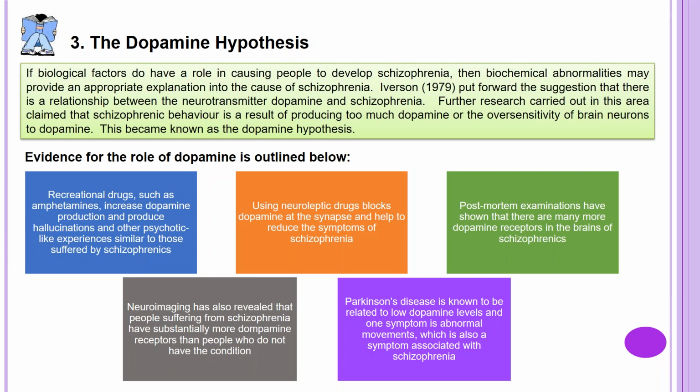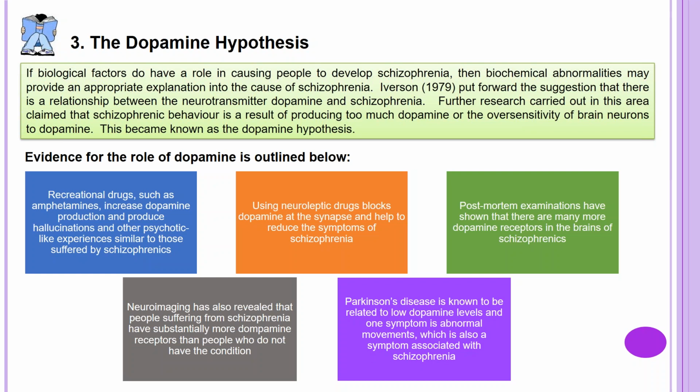Okay, moving on, the dopamine hypothesis. If biological factors do have a role in causing people to develop schizophrenia, then biochemical abnormalities may provide an appropriate explanation into the cause of schizophrenia. Iverson in 1979 put forward the suggestion that there is a relationship between the neurotransmitters dopamine and schizophrenia. Further research carried out in the area claimed that schizophrenic behavior is a result of producing too much dopamine, or the oversensitivity of brain neurons to dopamine. This became known as the dopamine hypothesis.